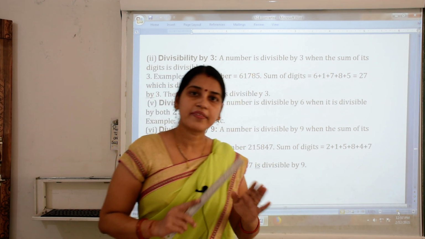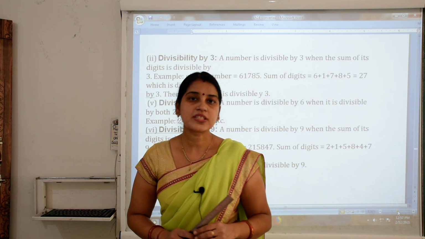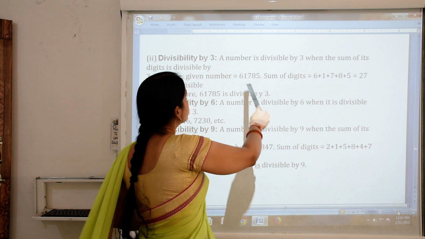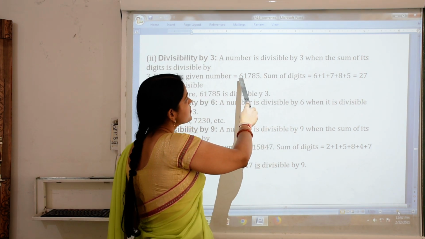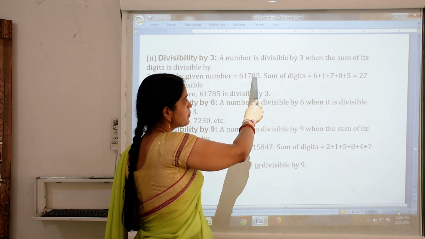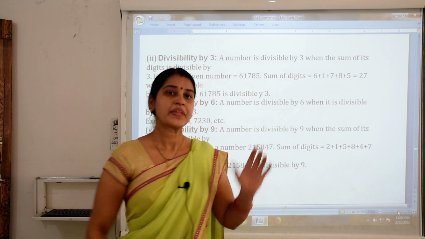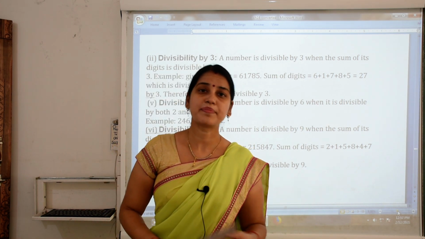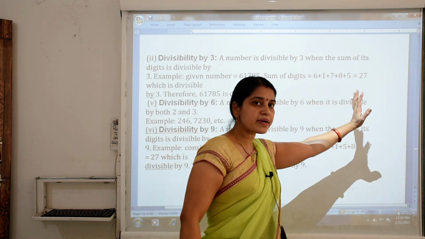तो आपको इसको divide कर check नहीं करना है कि it is divisible or not. आपको कैसे चेक करना है? Simply you can check it by adding all the digits. So on addition, 6 plus 1 plus 7 plus 8 plus 5, we get 27, and 27 is divisible by 3 because it comes in the 3 table.